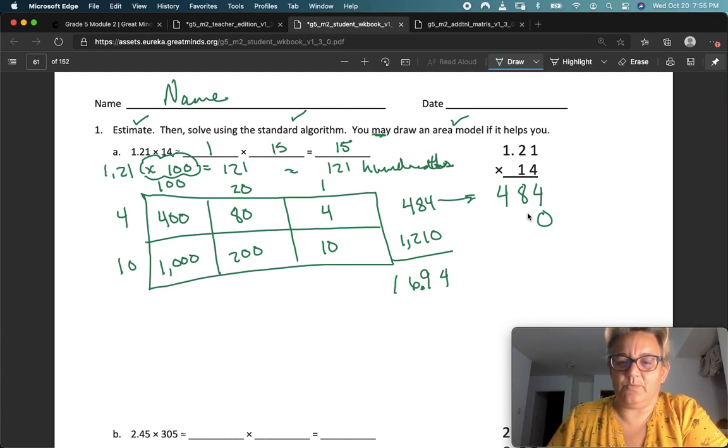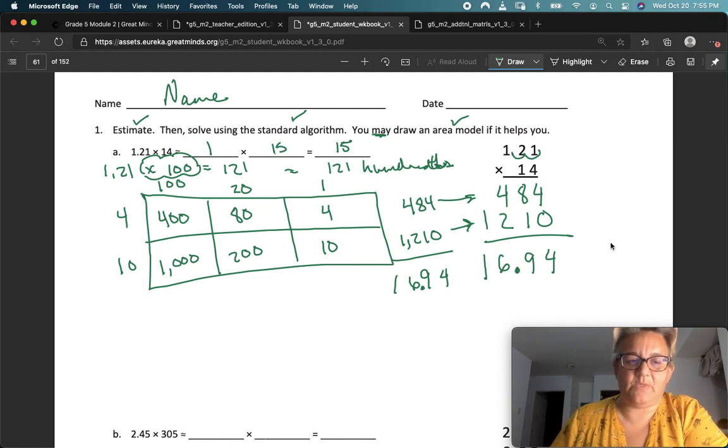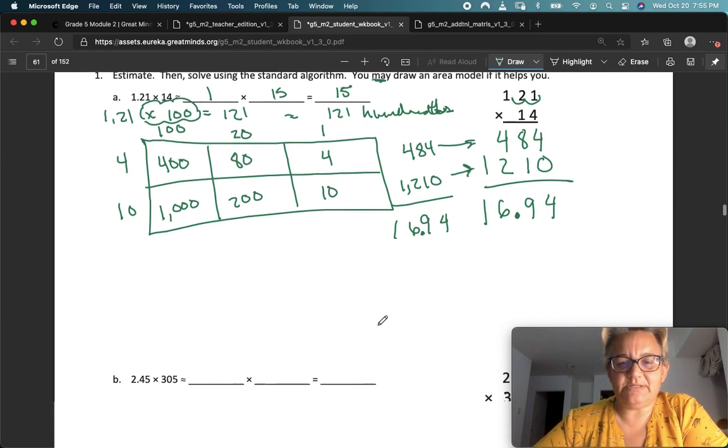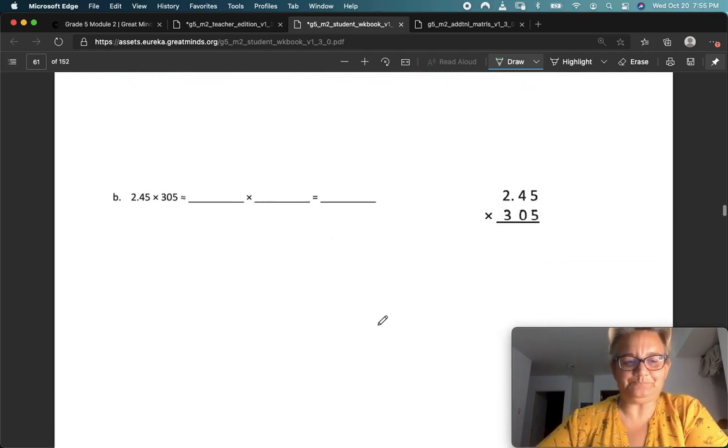1 times 1 is 1. 1 times 2 is 2. 1 times 1 is 1. Again, you can see that those numbers match. 4, 9, 6, 1. And because I've got 2 decimal places up here, I'm going to roll 2 decimal places here and put them back in. Okay, so I did my estimate, my standard algorithm, and my area model. Just bigger numbers, 3 digits instead of 2.